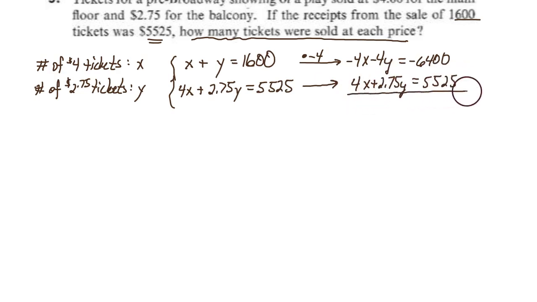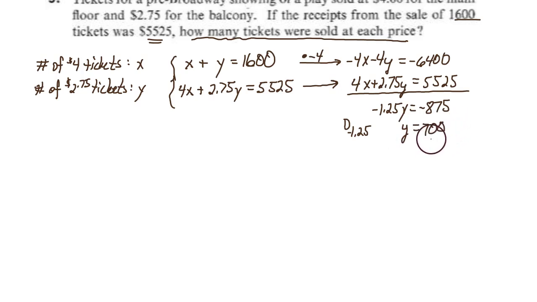Now combine the equations together through adding. The x terms cancel away. Negative 4y plus 2.75y is negative 1.25y. On the right side, when you add these numbers, we get negative 875. Now divide both sides by negative 1.25. Y equals 700. We're halfway done.